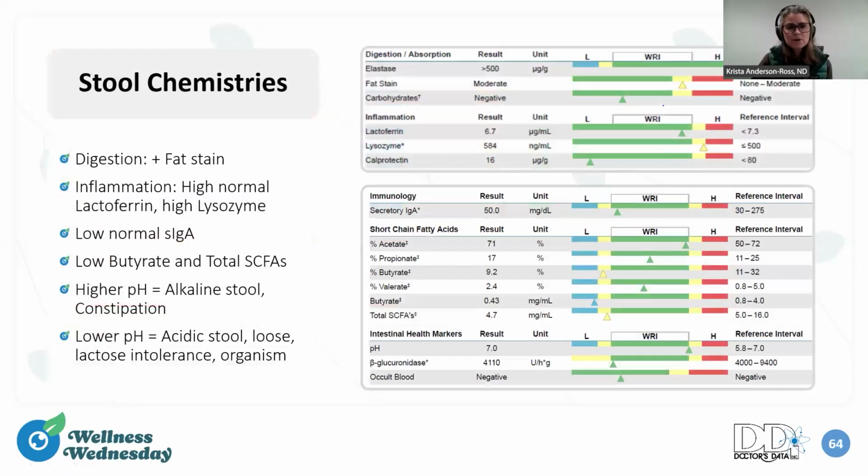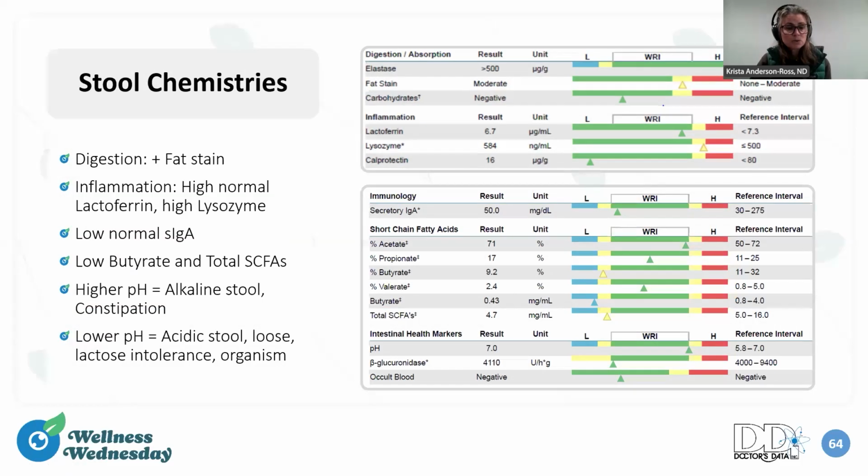The stool chemistry markers give you a snapshot of the gut terrain. Elastase reflects pancreatic enzyme output. The fat stain screens for malabsorption. Elevated lactoferrin and lysozyme indicate inflammation. Secretory IgA tells us about mucosal immune activity. And the short-chain fatty acids reflect microbial fermentation.